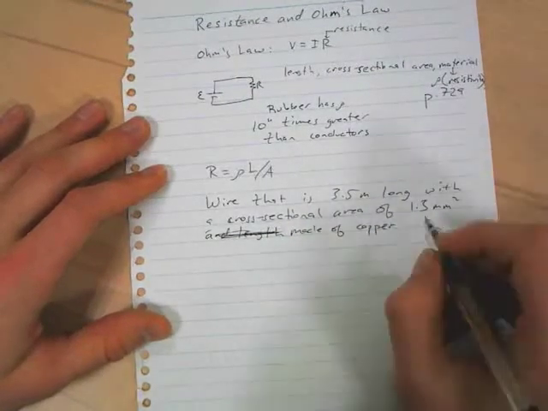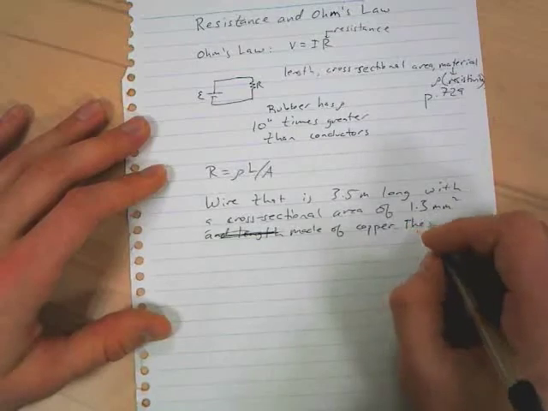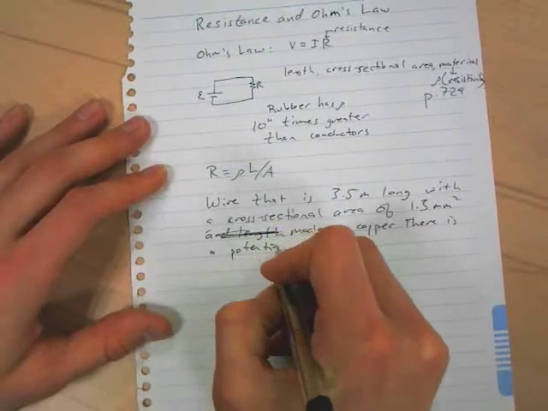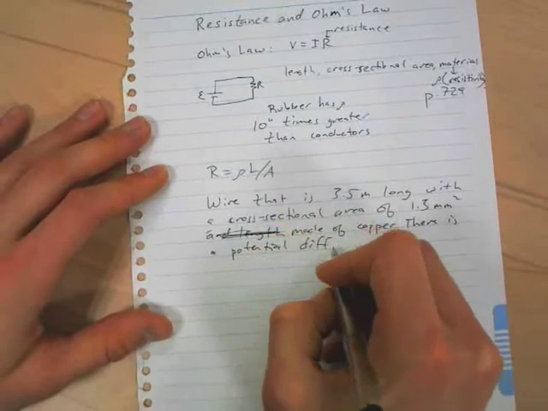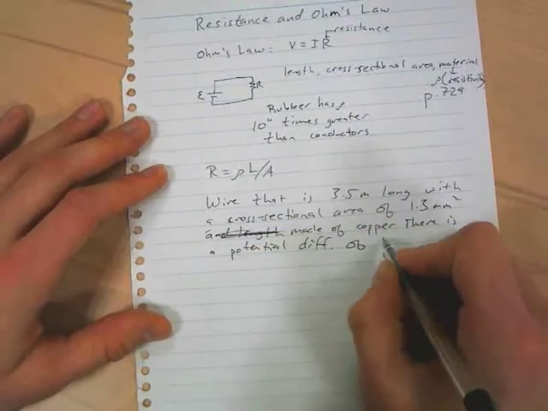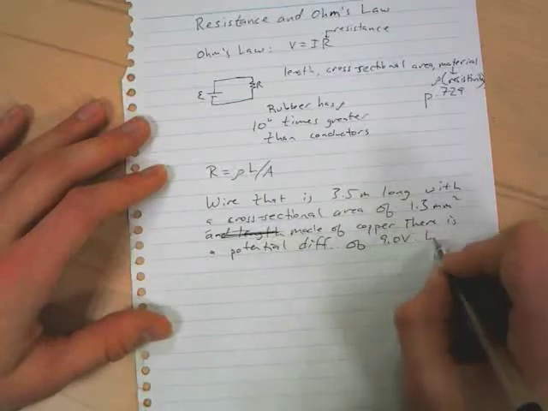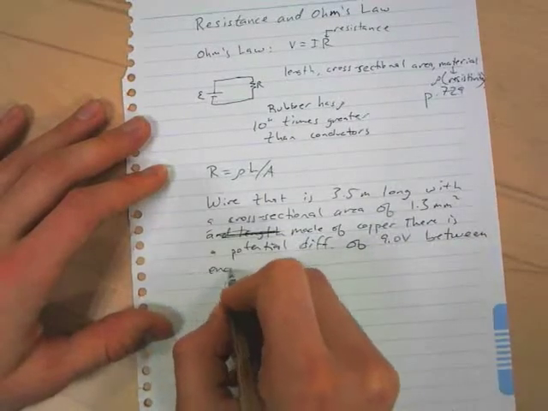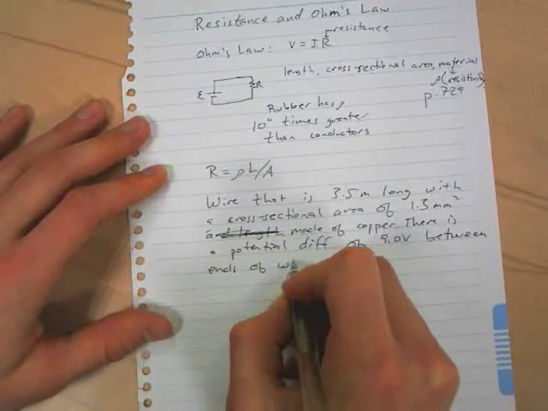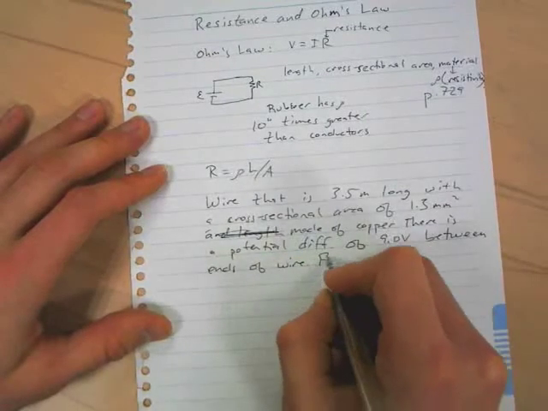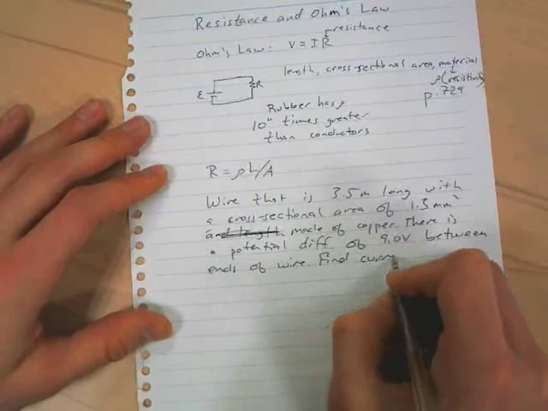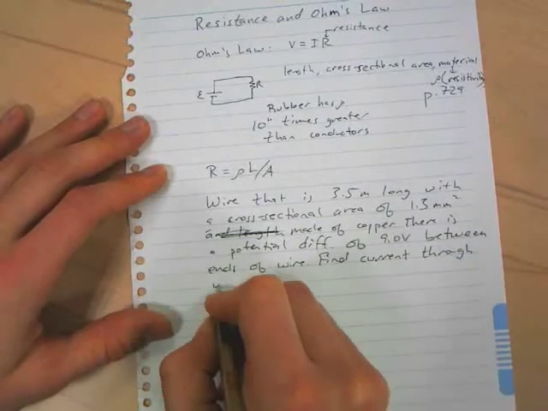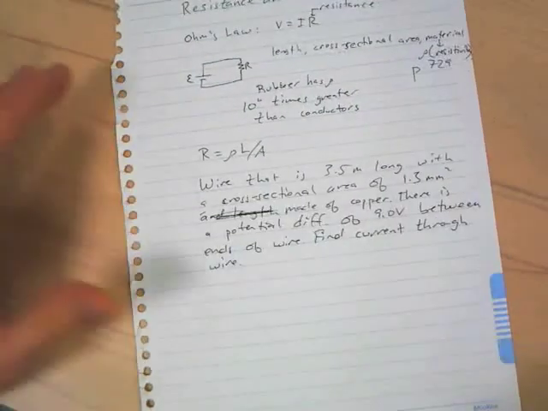And there is a potential difference of 9 volts between the two ends of the wire. And I want you to find the current through the wire. It's a simple matter of applying the formulas.